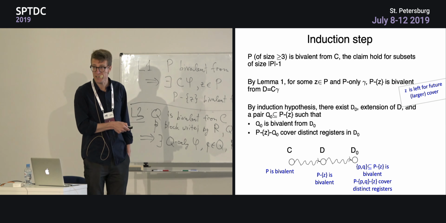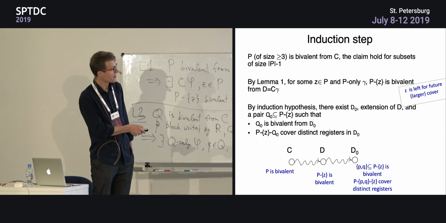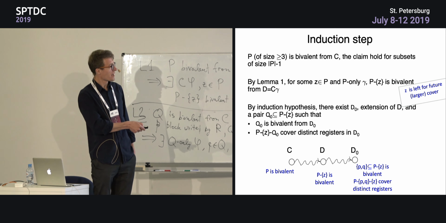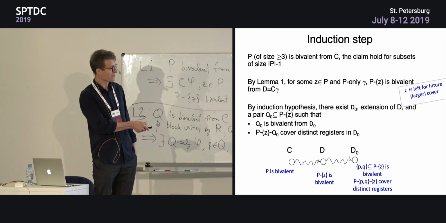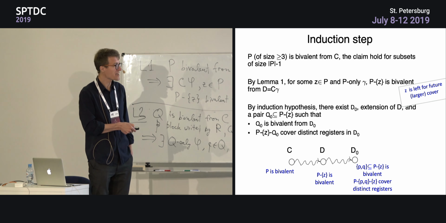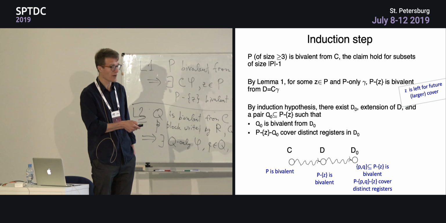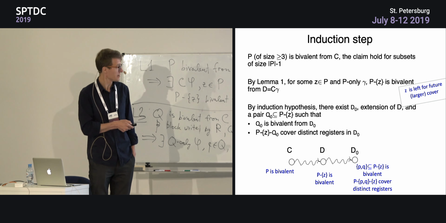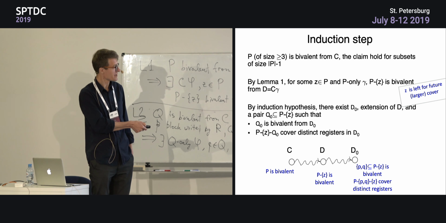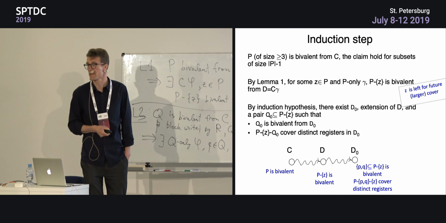Then I use the induction hypothesis. Here I use lemma 1. Here I use the induction hypothesis to show that, actually, I factor out a pair of processes P and Q out of this set P minus Z. And in this extension, this set of processes P and Q is bivalent, and the rest, which is P minus PQ minus Z, cover distinct registers. And remember, if P is already only size 3, then this is empty. I don't have to cover anything.